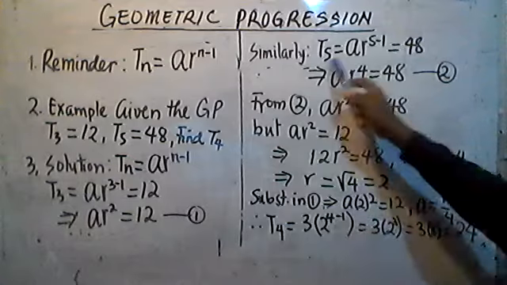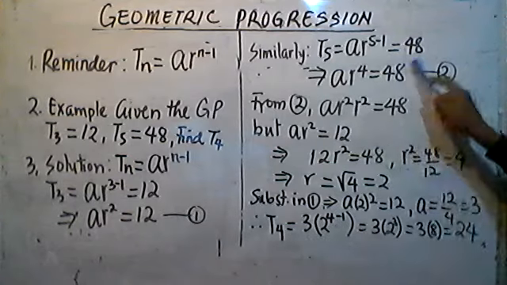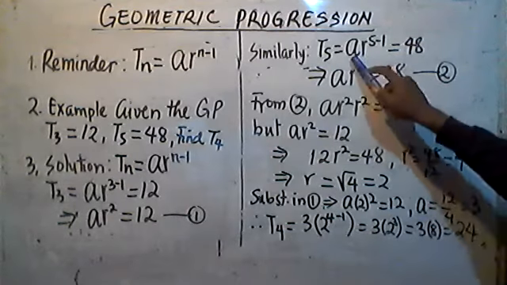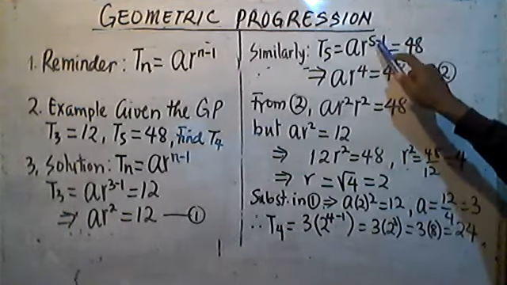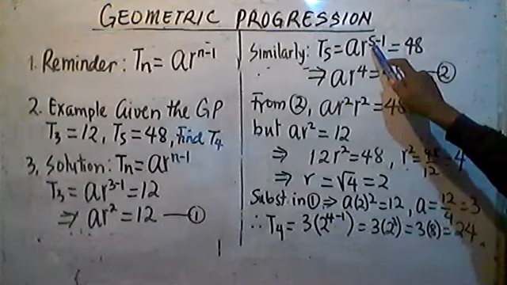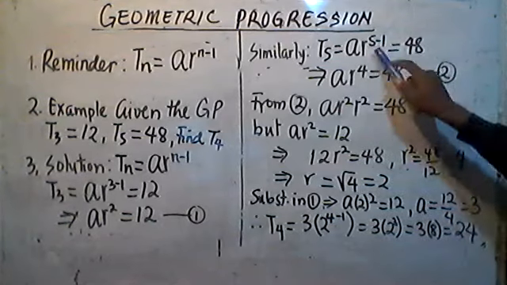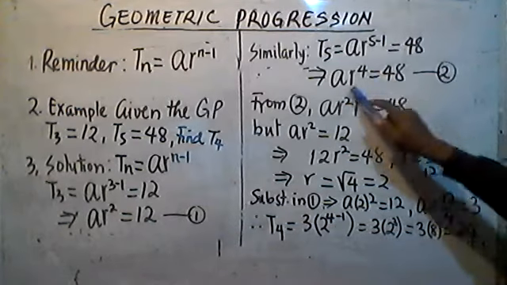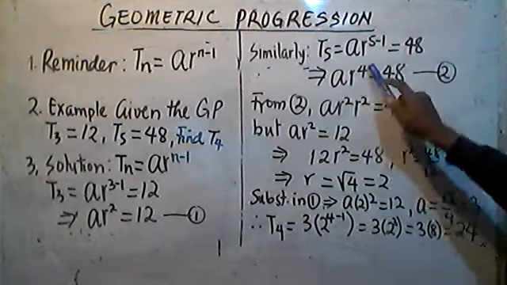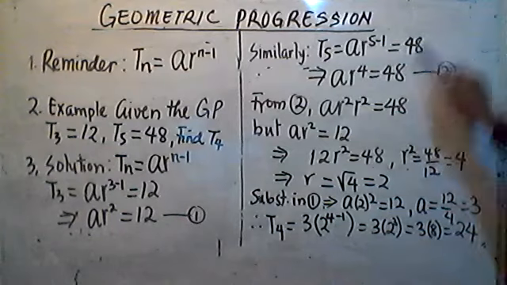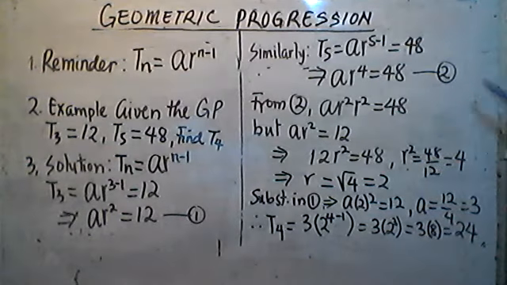Similarly, the fifth term, which is 48, is given as ar^(5-1), because n is 5. When you subtract, you have ar^4, which is equal to 48. That gives you equation 2.